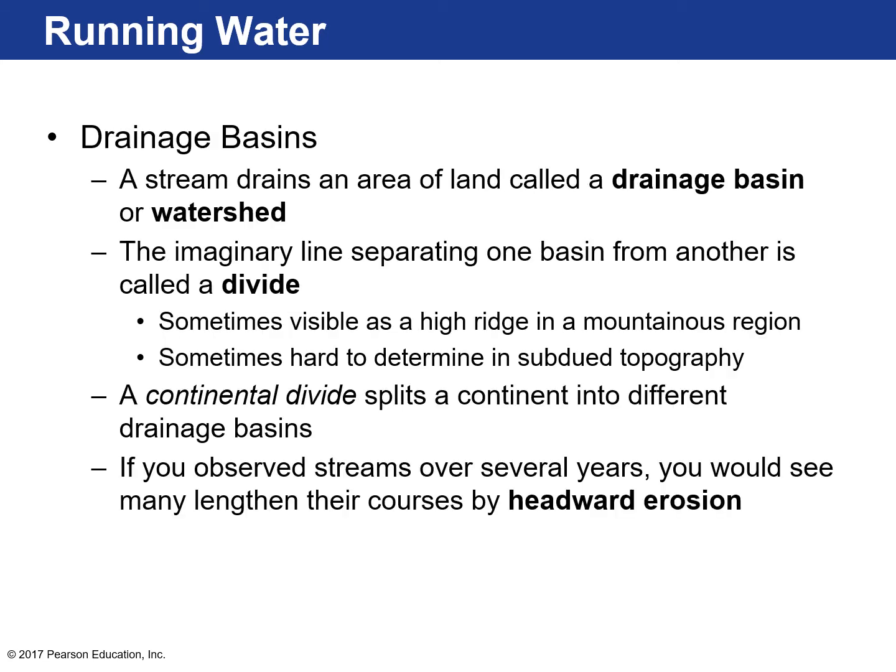A drainage basin is essentially an entire area that contributes water to a channel or a stream. We call this a watershed. Drainage basins or watersheds are divided by imaginary lines, typically areas of high elevation. We call those divides. A lot of times they're high ridges and mountainous areas.